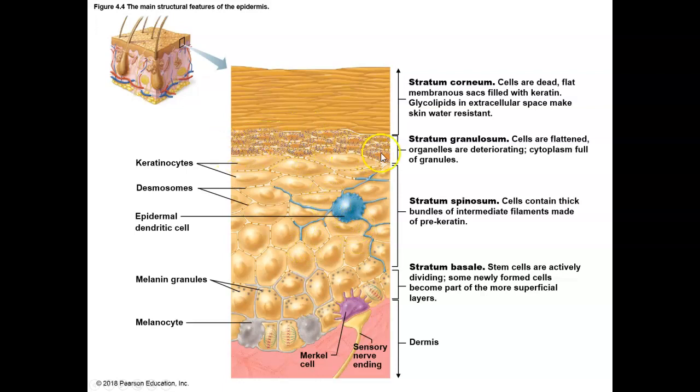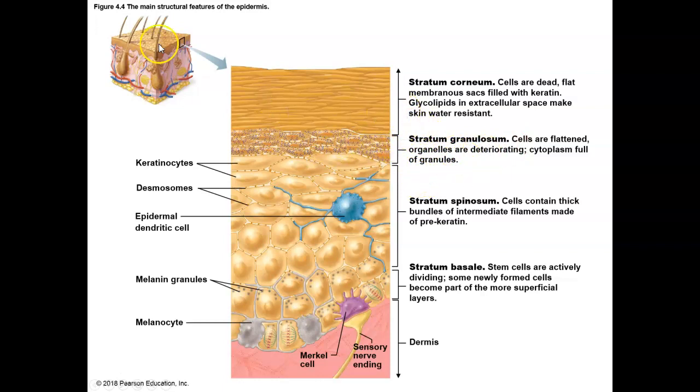The next layer is the stratum granulosum. So this is a layer where the cells start to flatten out. So if you look down here, we have more cuboidal shape, but this is stratified squamous, so they're all flattened at the top. They start to flatten out here, and organelles start to break down. So this is where the cells start to die. By the time they hit the next layer, they're going to be dead cells. So granulosum is where cells actually die.